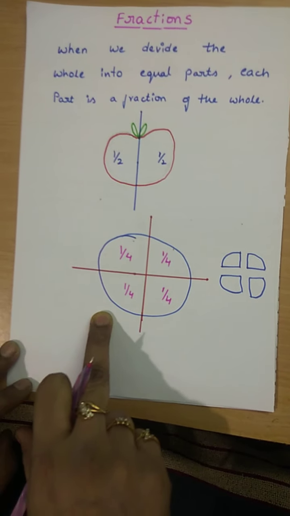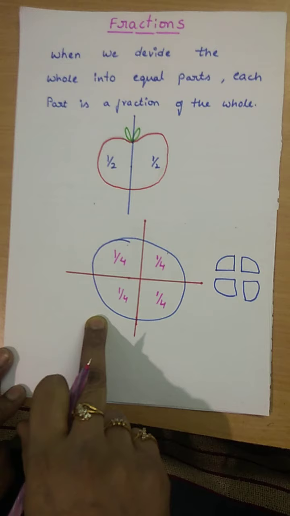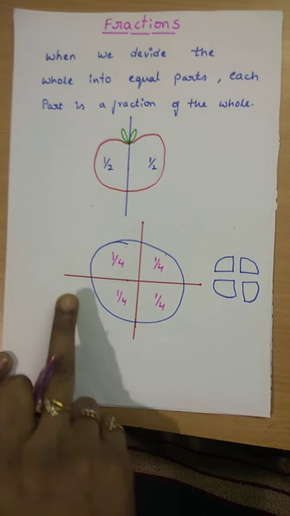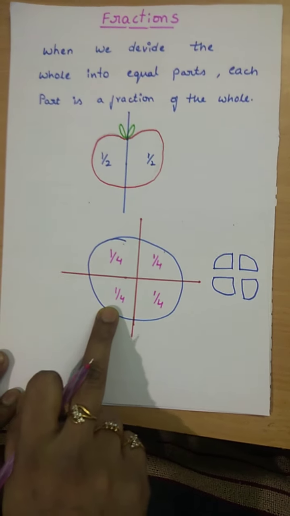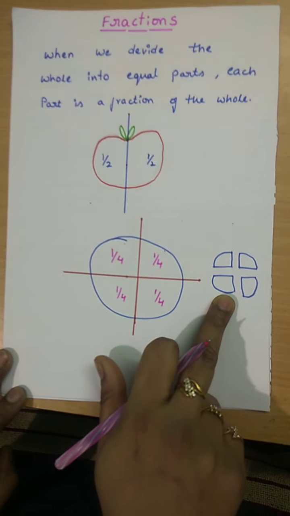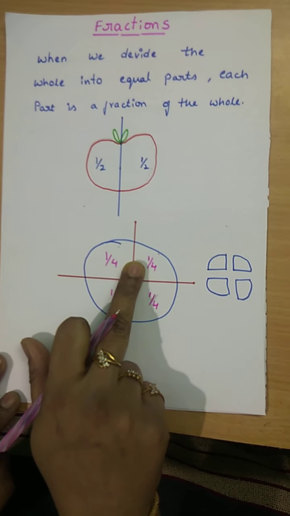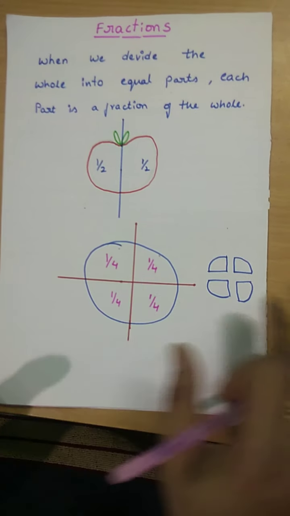In another example, if we divide the whole into 4 equal parts, then each part will be 1 by 4. These are the 4 parts we have divided. So 1 by 4 is a fraction here. 1 is the numerator and 4 is the denominator.